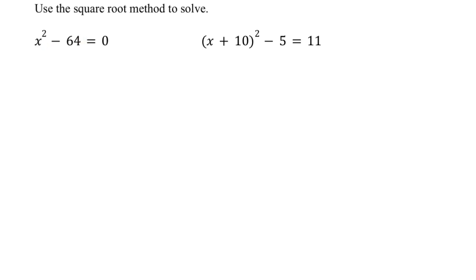Okay, so let's start right here. The first thing we gotta do is get rid of that 64. We're gonna move it to the other side. So to do that, we gotta do the opposite. It's currently subtracting 64, so we gotta add 64 to each side.